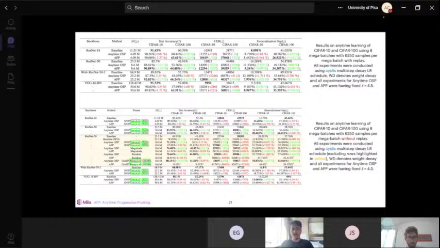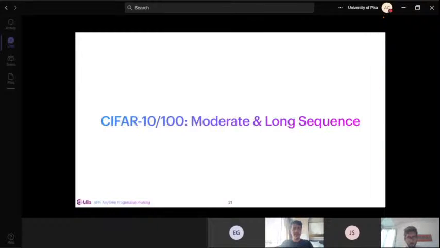Okay, so across all our tables, we have a fixed target sparsity, which is 0.8 to the power 4.5. Now let's see results for moderate and long sequence. Here we define moderate to be 25 megabatches, 50 megabatches. We even go as high as 100 megabatches, which we consider a long sequence.